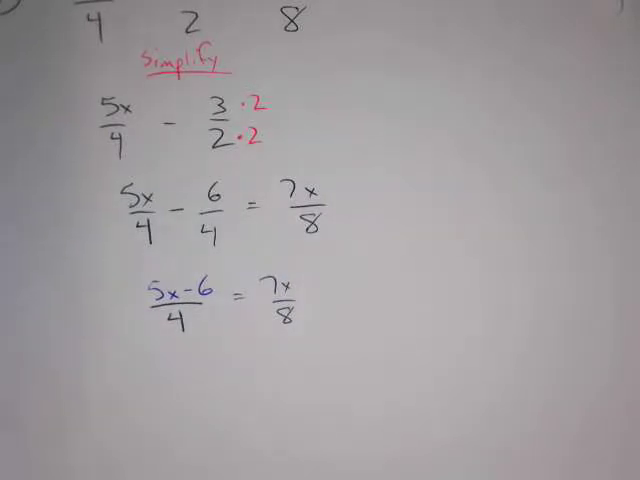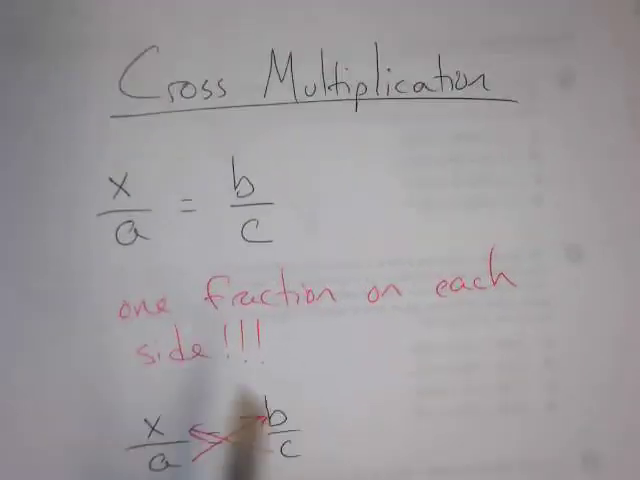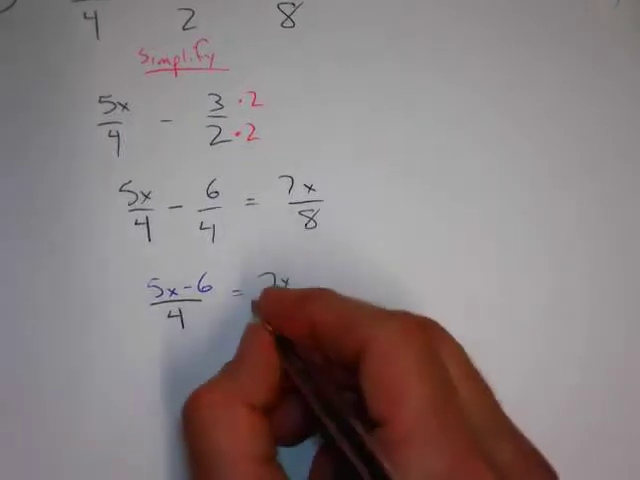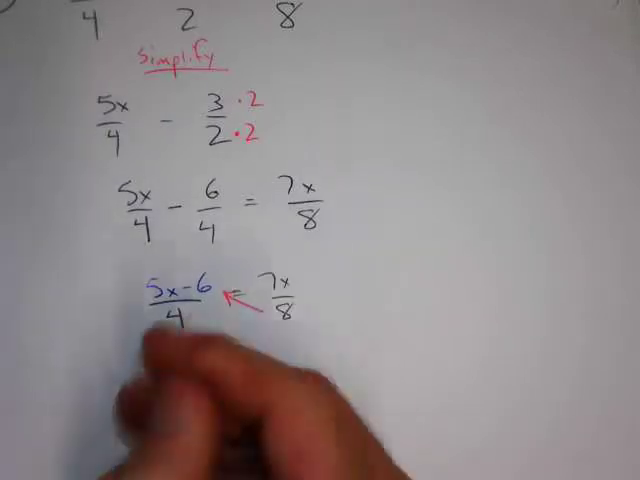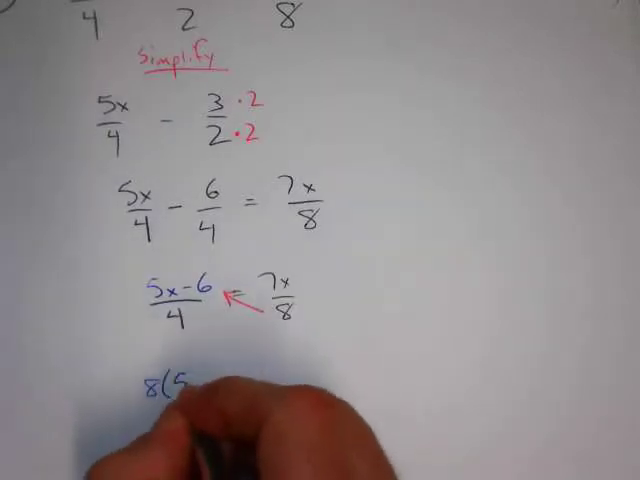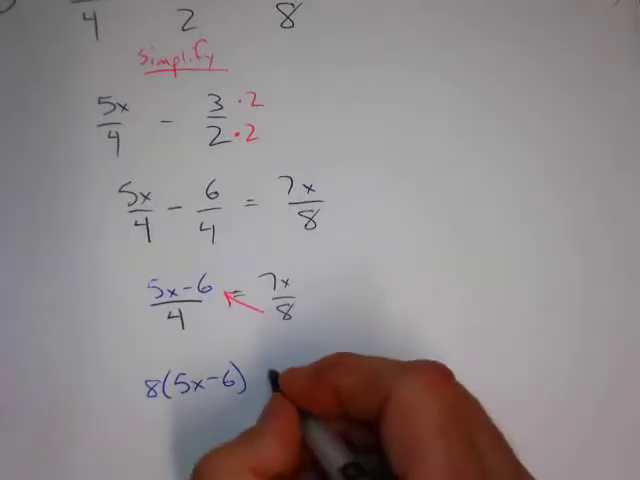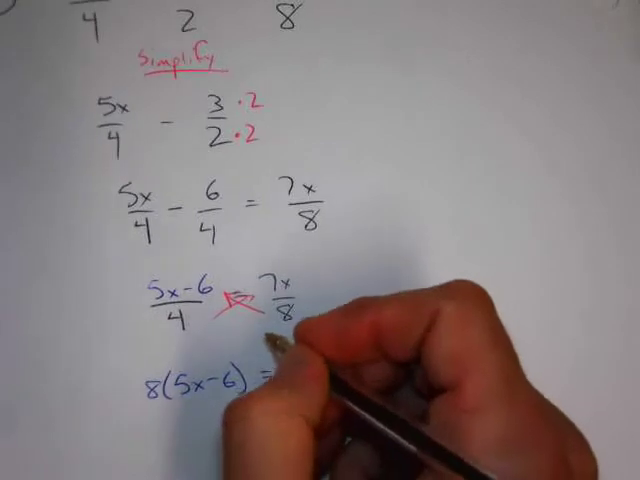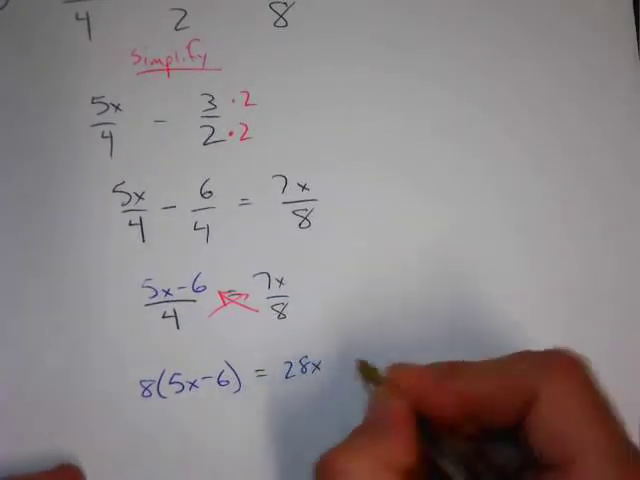Now that I have one fraction on each side, I can cross multiply. It doesn't matter which way you're seeing it, as long as you're seeing it correctly, you're going to be good to go. The first thing I see is the 8 times the numerator, 5x minus 6. Then my equal sign stays the same. And now my 4 times the 7x. 4 times 7x, of course, is 28x. Now I'm good to go.